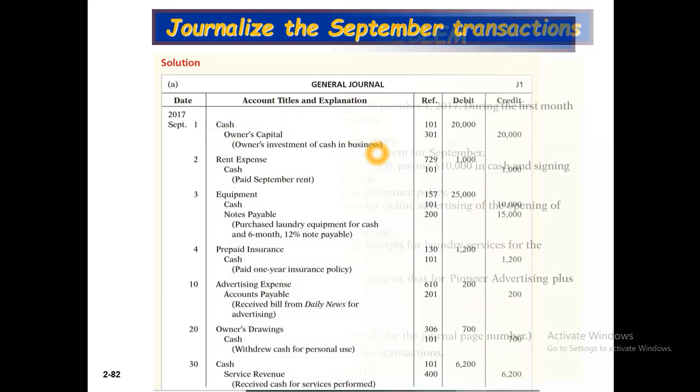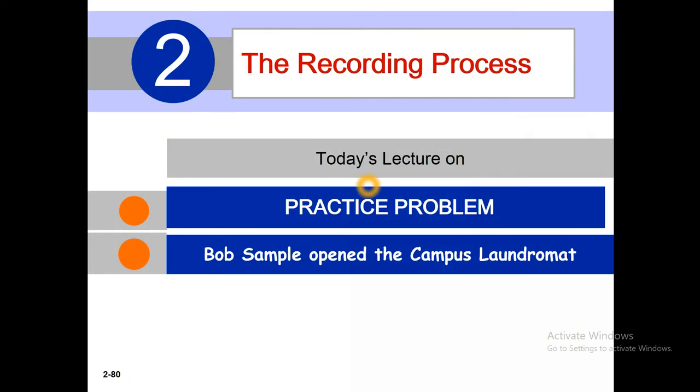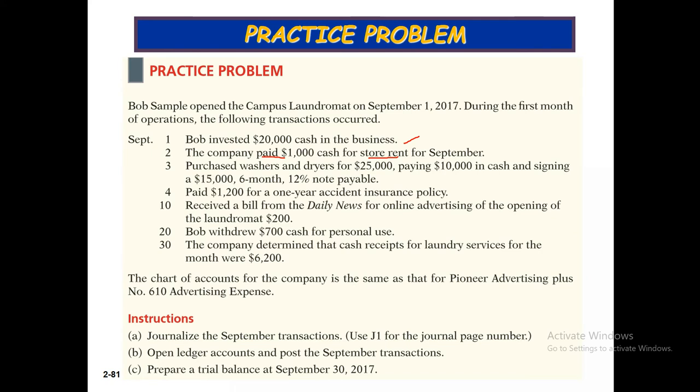Okay. Number two, the company paid 1,000 cash for store rent. For this store rent, paid cash. So cash will be decreased, that means cash credit, and store rent, that means rent expense. Expense will be increased, that means debit, rent debit. So here, please look, rent expense debit 1,000, and cash credit 1,000, and this is paid September rent.